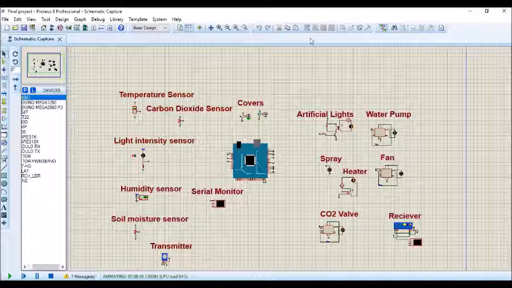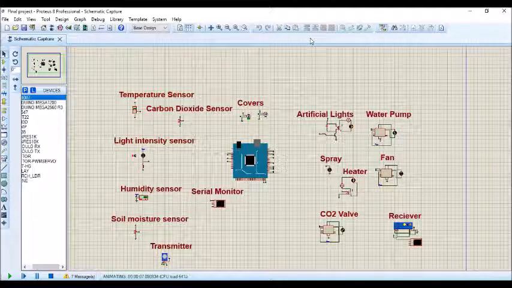The temperature level is controlled by heater and fan. When the temperature exceeds the limit, the heater turns on, and when it goes below the limit, the fan turns on. These two work irrespective of each other and control the temperature level suited to plants.